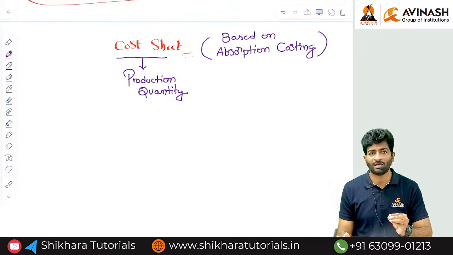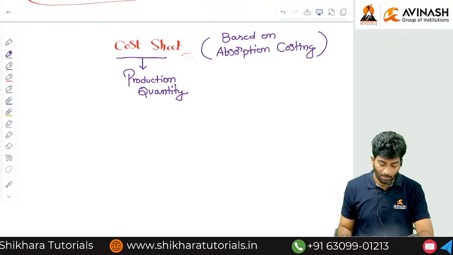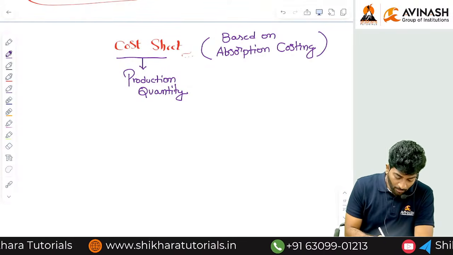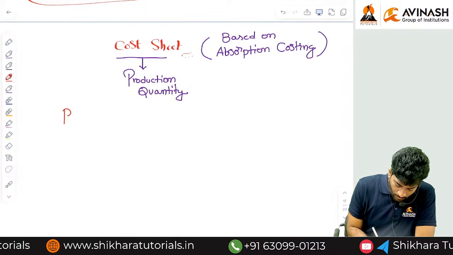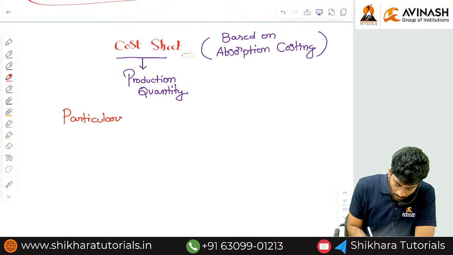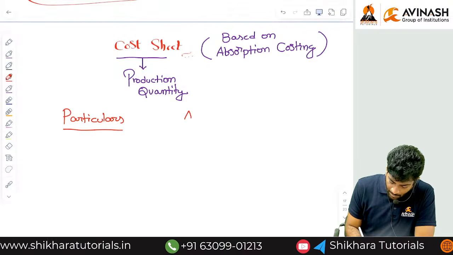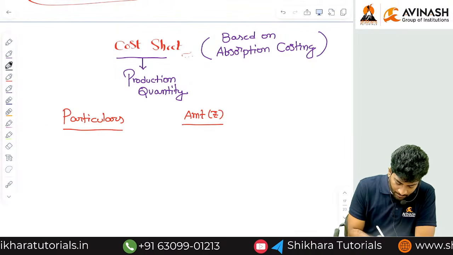It starts with how you are going to capture each and every expense. I'm going to start element by element. The first element is material, right? So I will start my cost sheet with material. Two columns: Particulars and Amount in rupees.